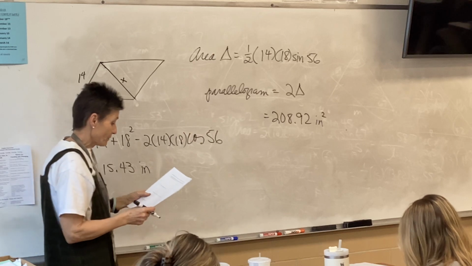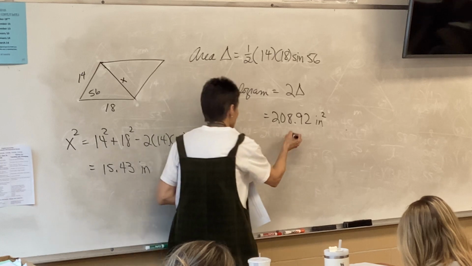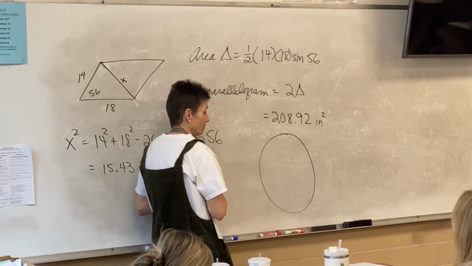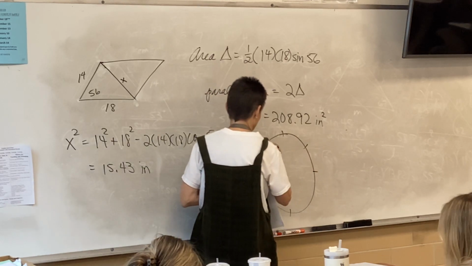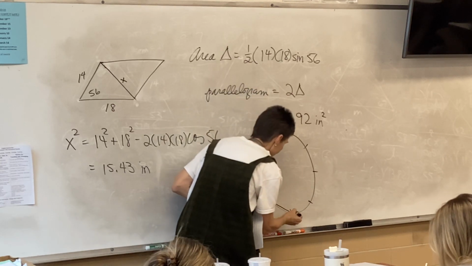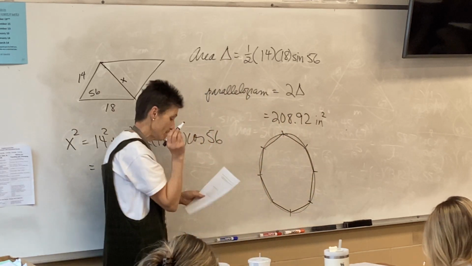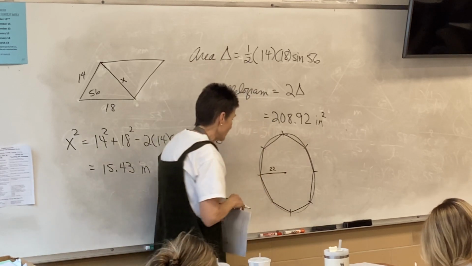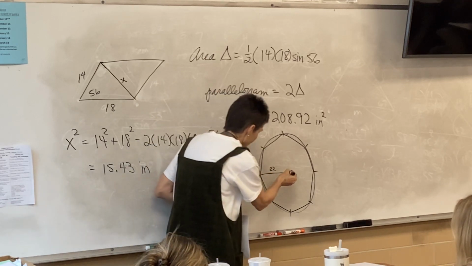All right, number 3. We have a regular octagon inscribed in a circle. So here's my circle. What does octagon mean? So 1, 2, 3, 4, 5, 6, 7, 8. Connect the hashes. Okay, there's my octagon with a radius of 22. So remember, when you draw your radius, it's going to a hash mark. It's going to a corner of the octagon.